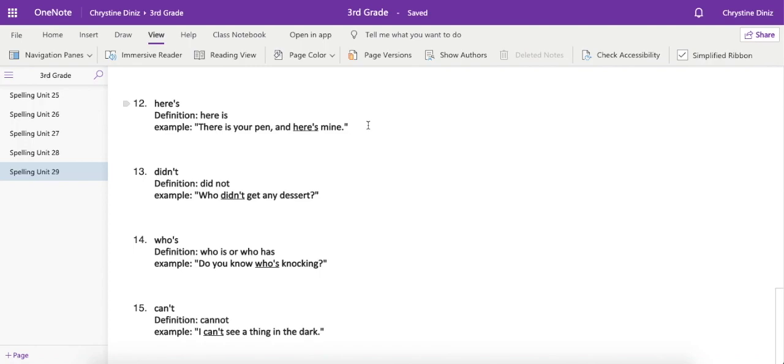Number 14, who's. W-H-O apostrophe S. Who's. The definition of who's is who is or who has. The example sentence is, do you know who's knocking? And number 15, can't. C-A-N apostrophe T. Can't. The definition of can't is cannot. The example sentence is, I can't see a thing in the dark.